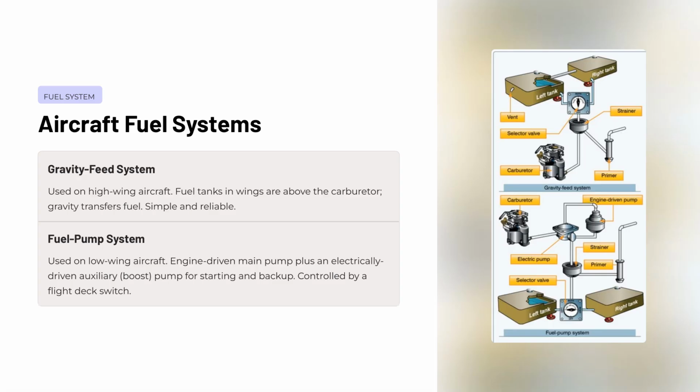Low-wing aircraft, however, present a different challenge. Since the fuel tanks sit below the engine, gravity works against you. These aircraft use a fuel pump system consisting of two components: an engine-driven main pump that operates whenever the engine is running, and an electrically driven auxiliary pump, often called the boost pump. The boost pump is controlled from the flight deck and serves two important purposes. It primes the system during engine start, and it provides backup fuel pressure if the main pump ever fails.